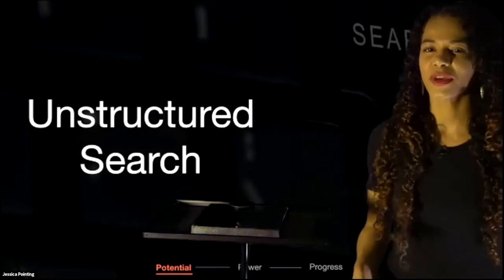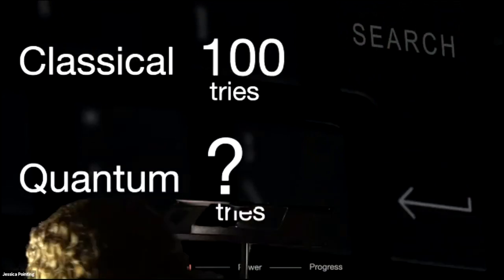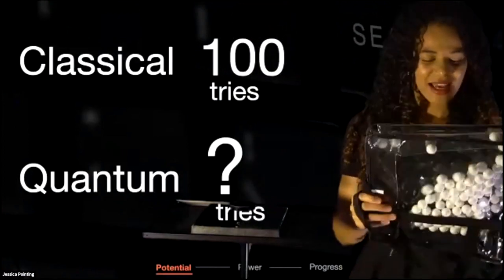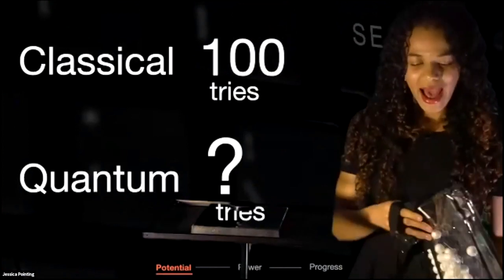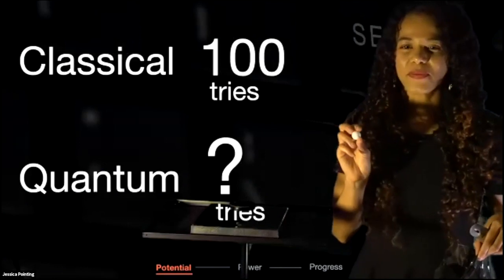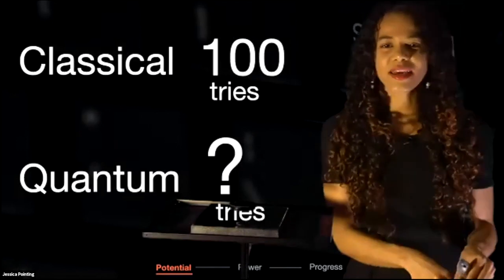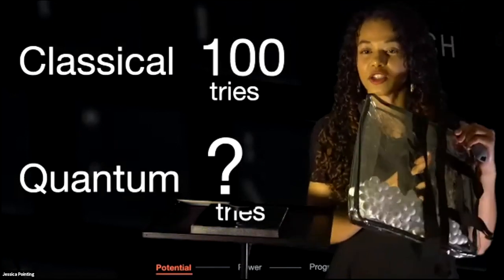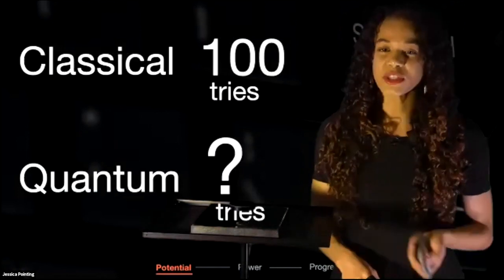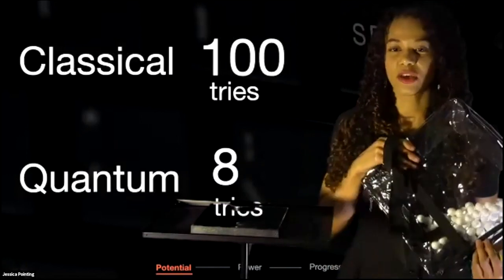So another problem we can look at is called unstructured search. So let's assume that I have a bag with 100 balls. And let's say that each ball is numbered from 1 to 100. And if I just go into the bag and pick up a ball at random, how long will it take to get to the ball number 3? Well, classically, it would take up to 100 tries because you have 100 balls and there's completely no structure to it. So you can't really use something else. But what about a quantum computer? Well, actually, it could take just 8 tries even though there's completely no structure.